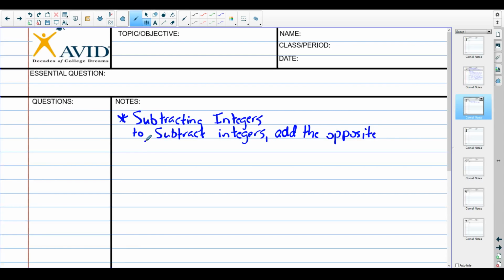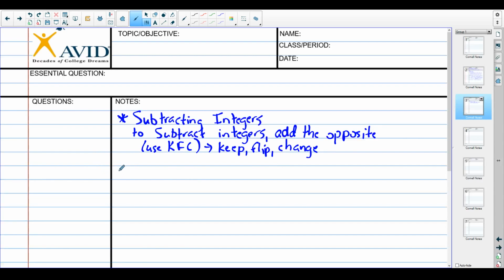So there's a little acronym that sort of helps called KFC, like the chicken place, which stands for keep, flip, change. And then we're going to look at how that works.